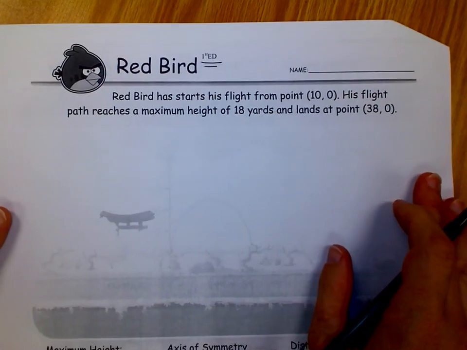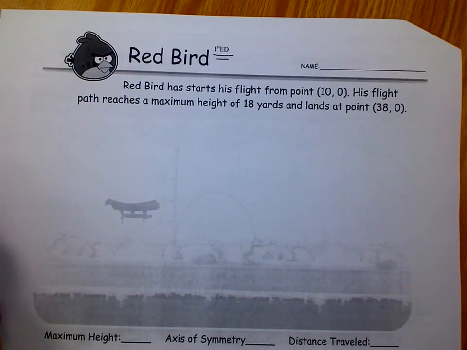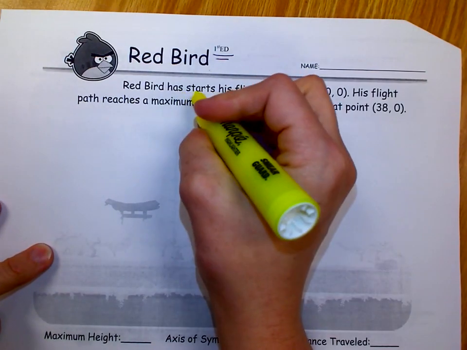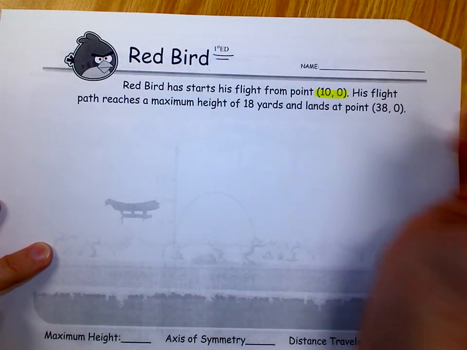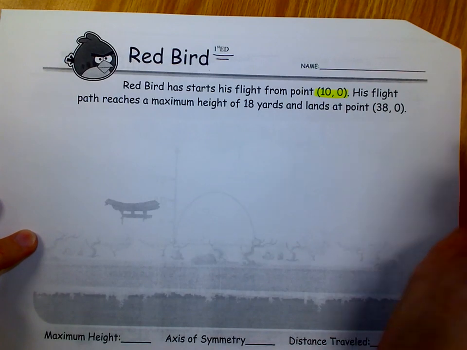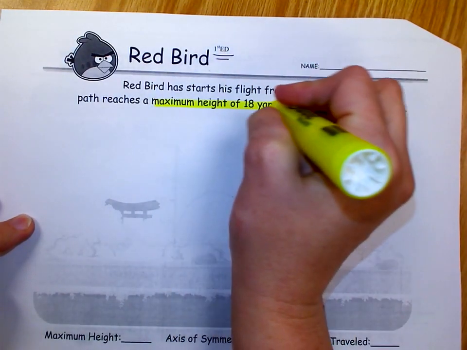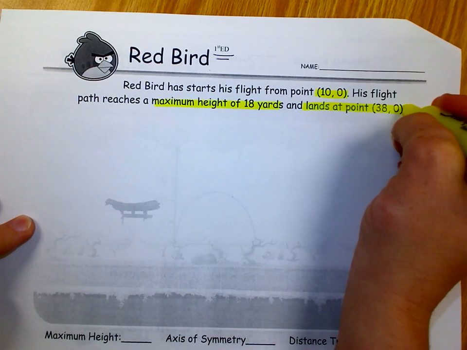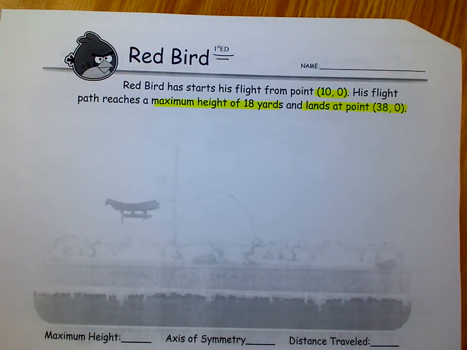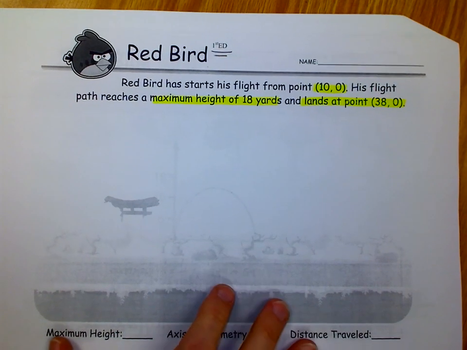For this red bird, we're given some specific things. We're given some important things right here. We are given the fact that the red bird has to start his flight from the point (10, 0). His flight path reaches a maximum height of 18 yards, and he lands at the point (38, 0). So all of these are important pieces of information.